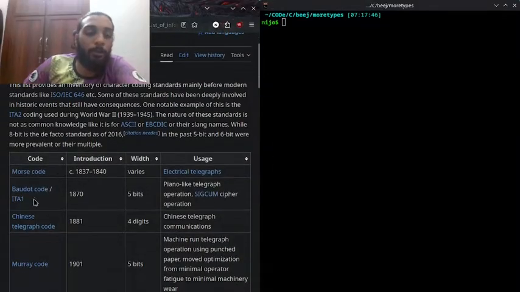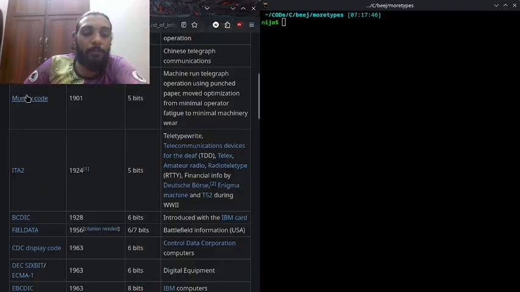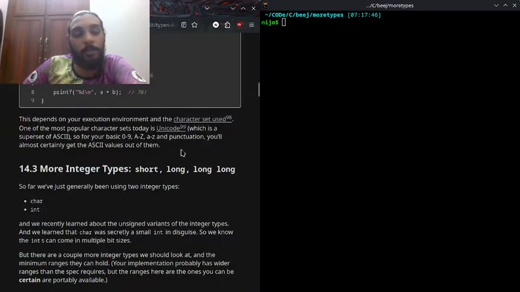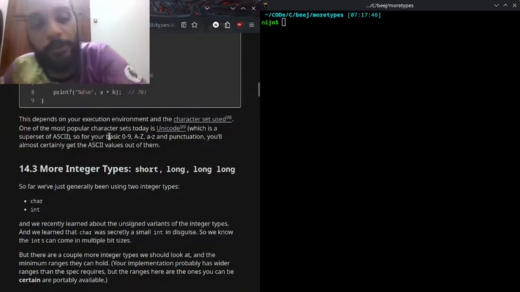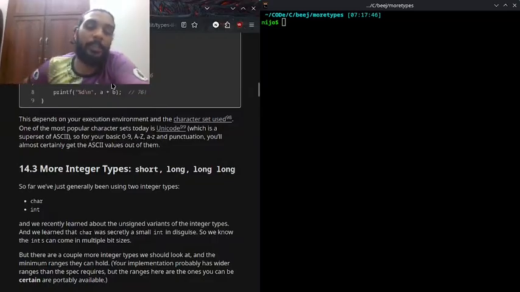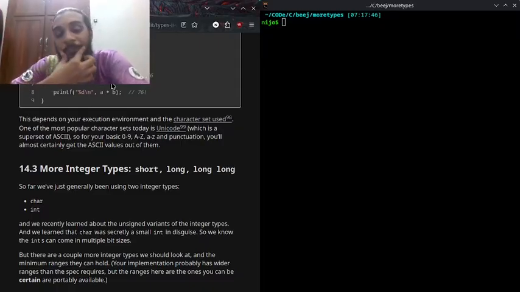There's Morse code, Baudot code, Chinese telegraph code, Murray code. I don't know. One of the most popular character sets today is Unicode, which is a superset of ASCII. So for your basic situation, you almost certainly get the ASCII values out of them.